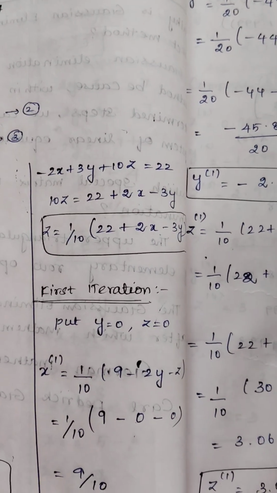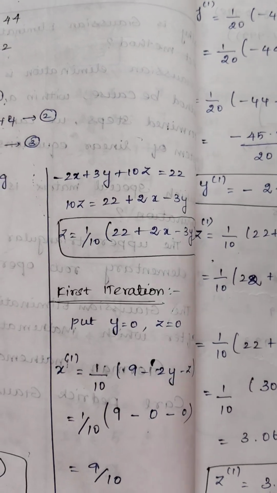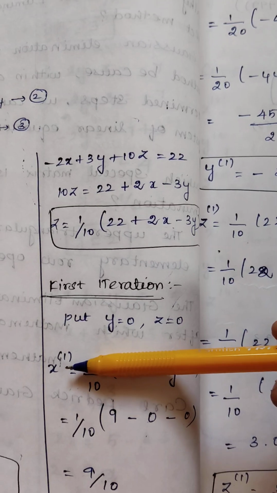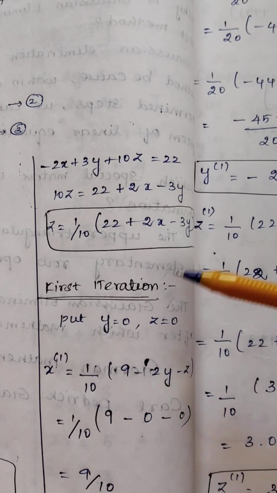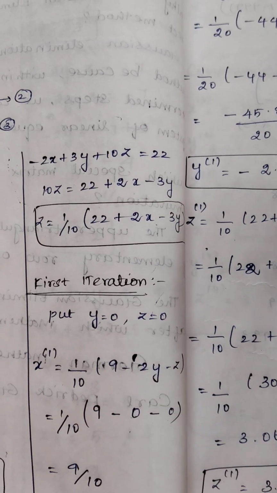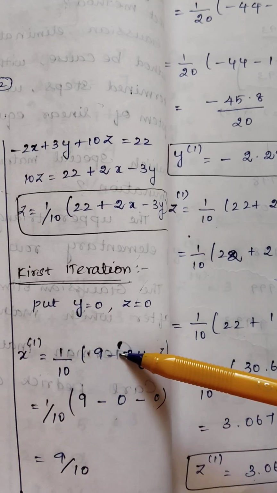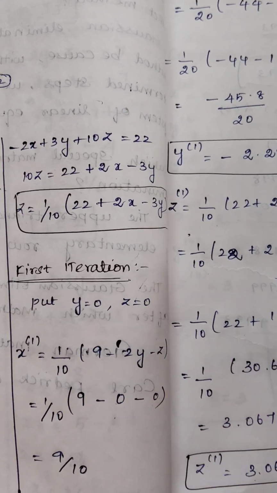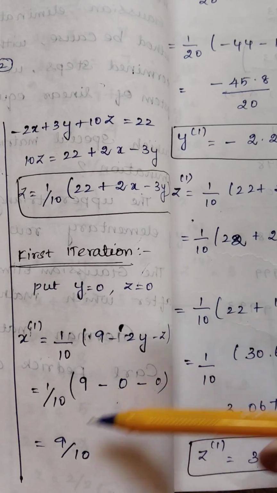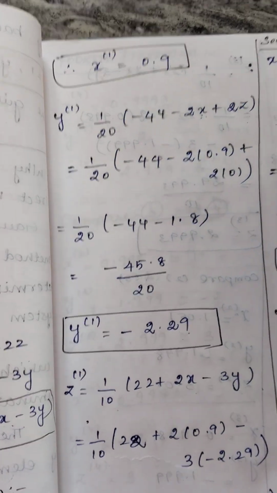Now we are going to do the iterations: the first iteration, second iteration, and third iteration. The first iteration notation is x^(1), y^(1), and z^(1). For our first iteration x^(1), put y = 0 and z = 0. The x equation is 1/10 (9 - 2y - z). I'm going to substitute the values of y as well as z and solve. Therefore x^(1) = 0.9.